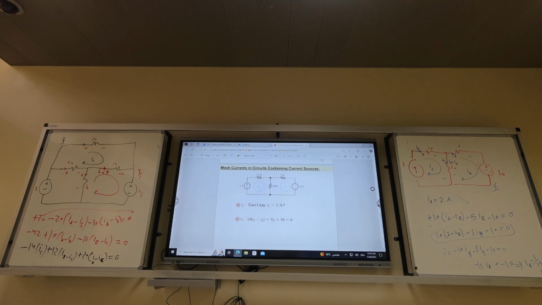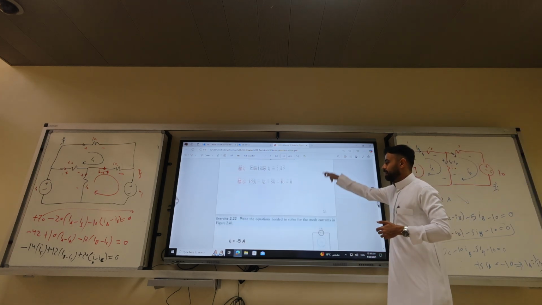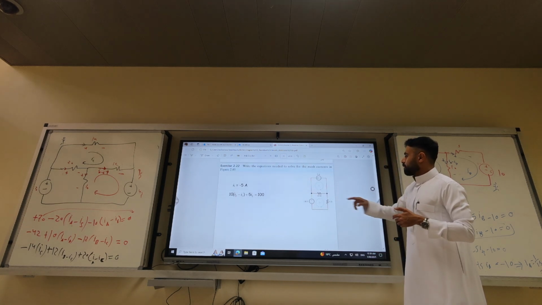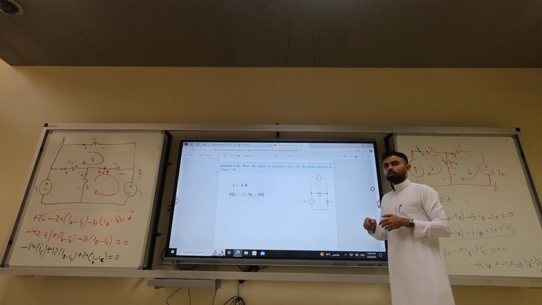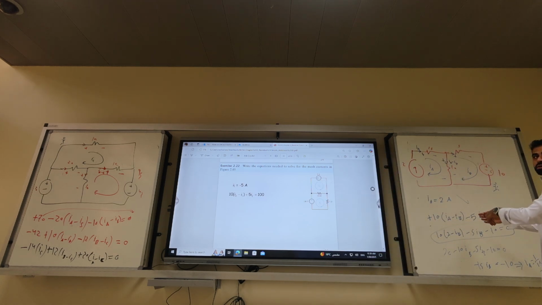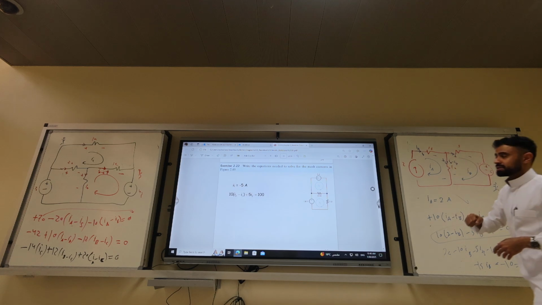Rahman, you're gonna solve the next example. How about this? I want you to do the KVL here. What's the difference between this circuit and that circuit? Upward, reverse, pluses and minuses, right?